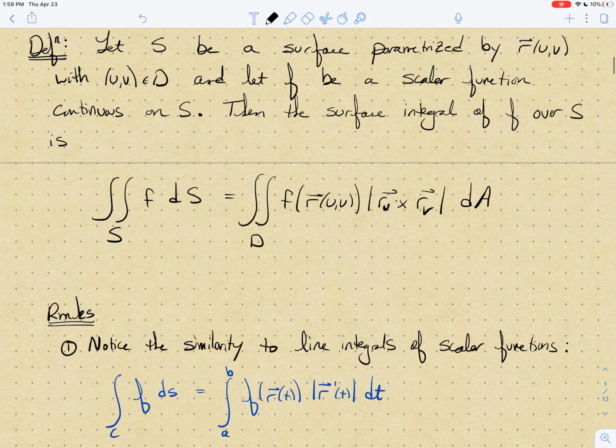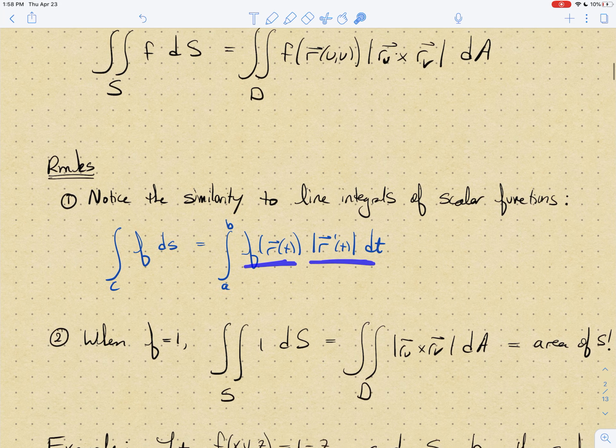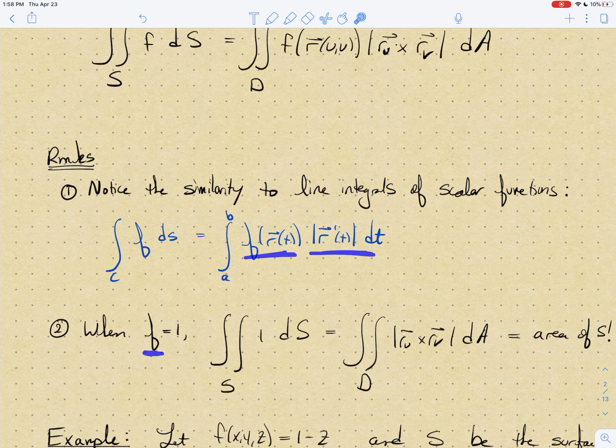I went ahead and put that in the notes. Notice the similar relationship to line integrals of scalar functions: f of the parameterization times the length of a certain derivative, in both cases. And again, when you pick 1 for your function, you just get out the integral of the length of r_u cross r_v, which we know from last time is just the surface area of S. So lots of similarities here. Let's break this video here, and in the next video we'll dive in and do an example.